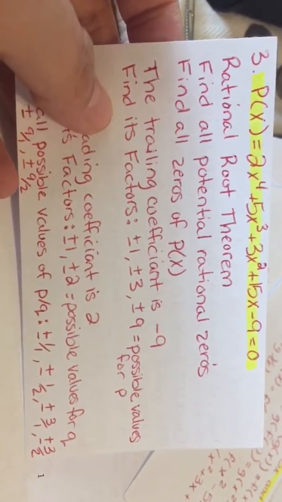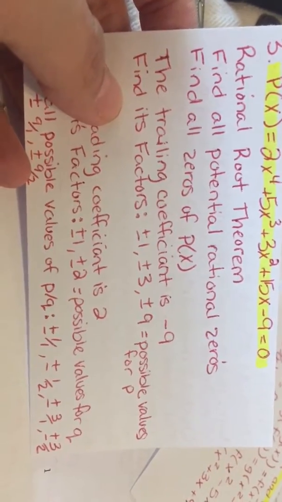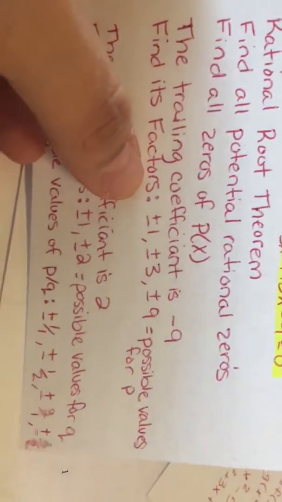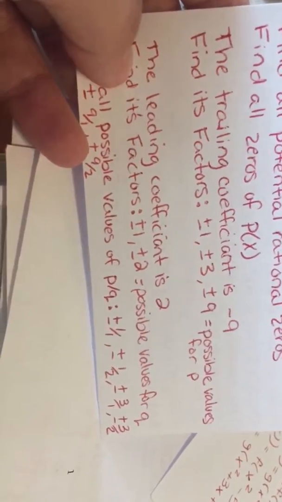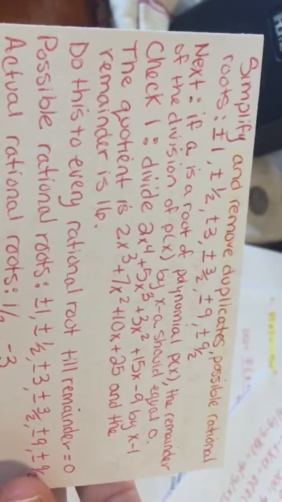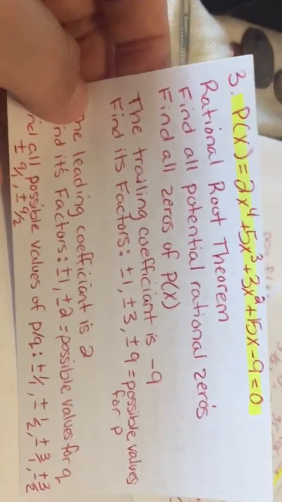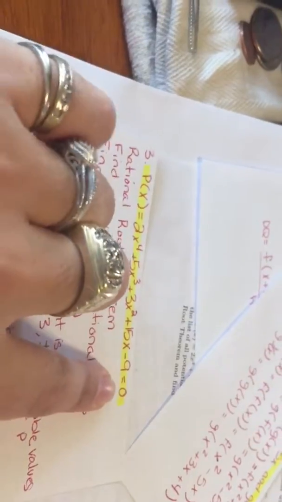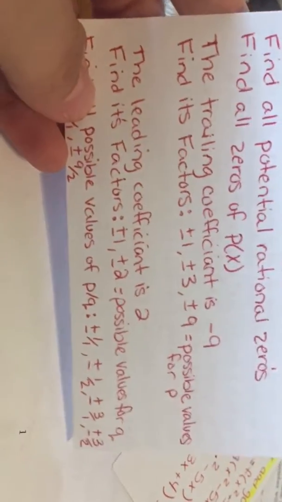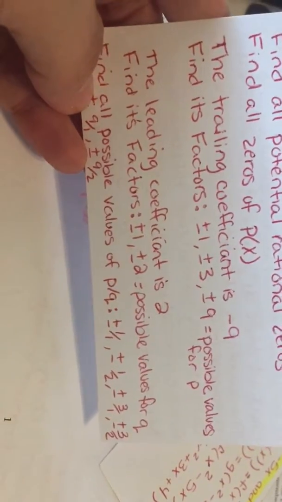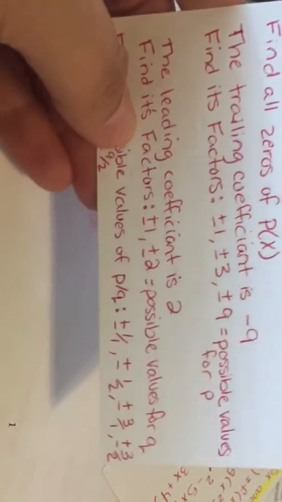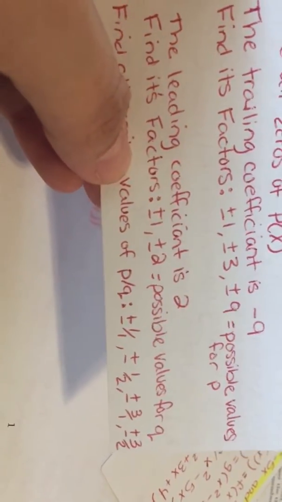So in this problem, you have the trailing coefficient is -9, so you're going to find all of its factors, which is 1, 3, 9, positive or negative. Then later on, you're going to check and see which one of those is going to actually equal 0, like it says up here. Your leading coefficient is 2, so you are going to find the possible values of the factors of that, which is 1 and 2, positive and negative.